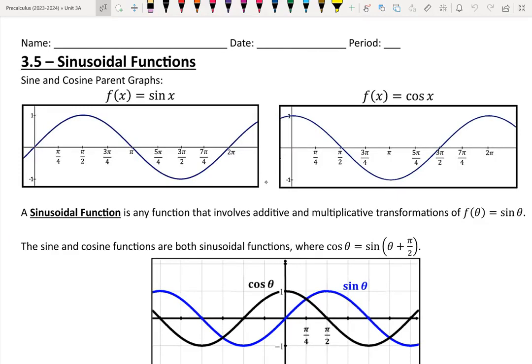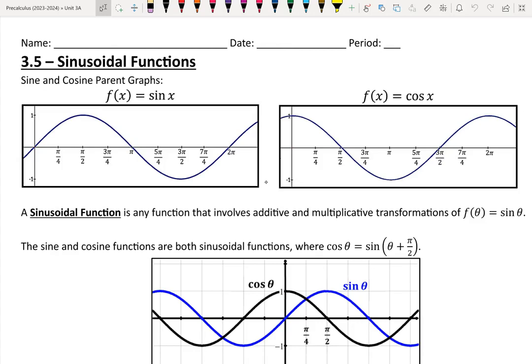Tomorrow we will be looking at different transformations applied to sine and cosine, horizontal and vertical shifts, horizontal and vertical dilations, all the same transformations that we've been looking at all year, we're going to apply to our sine and cosine functions. Now, why is this titled sinusoidal functions? Well, a sinusoidal function is a function that involves additive and multiplicative transformations of sine, the function sine of theta.